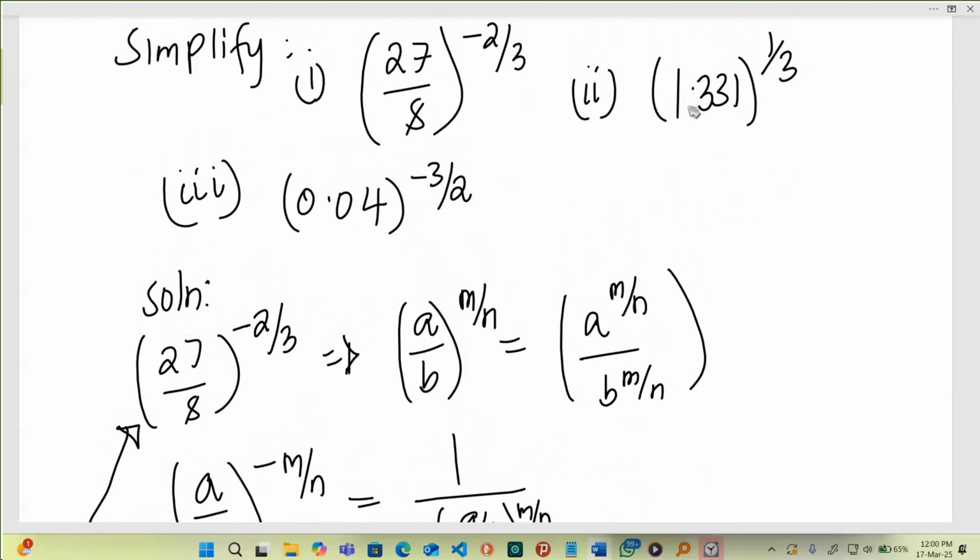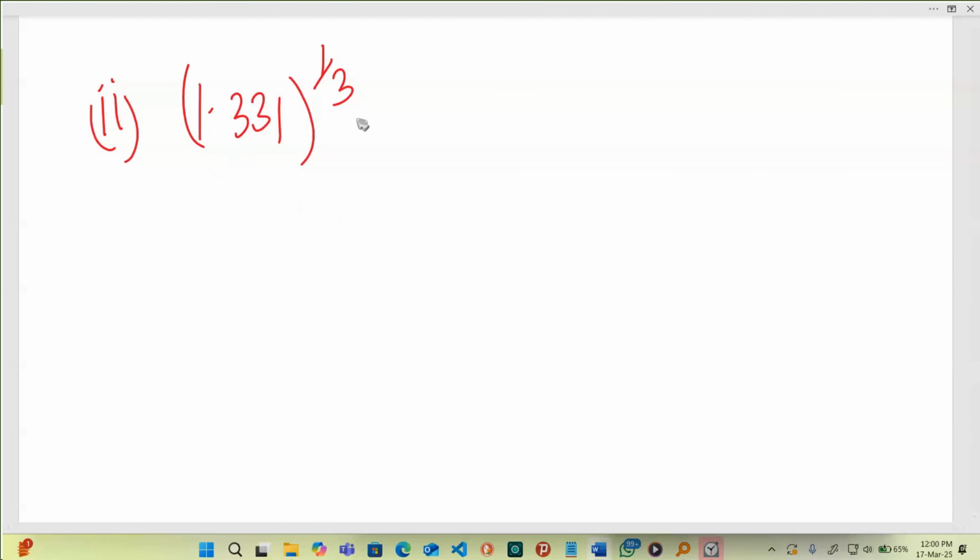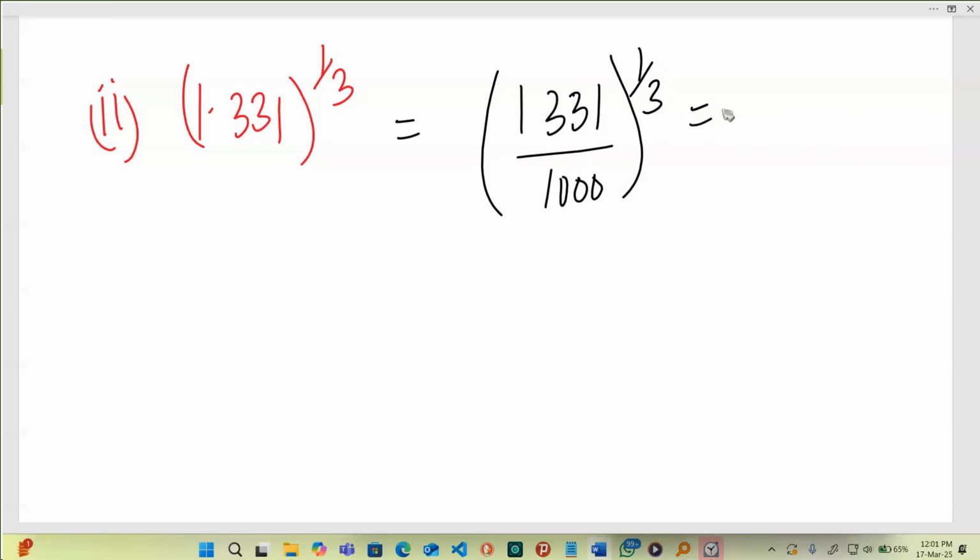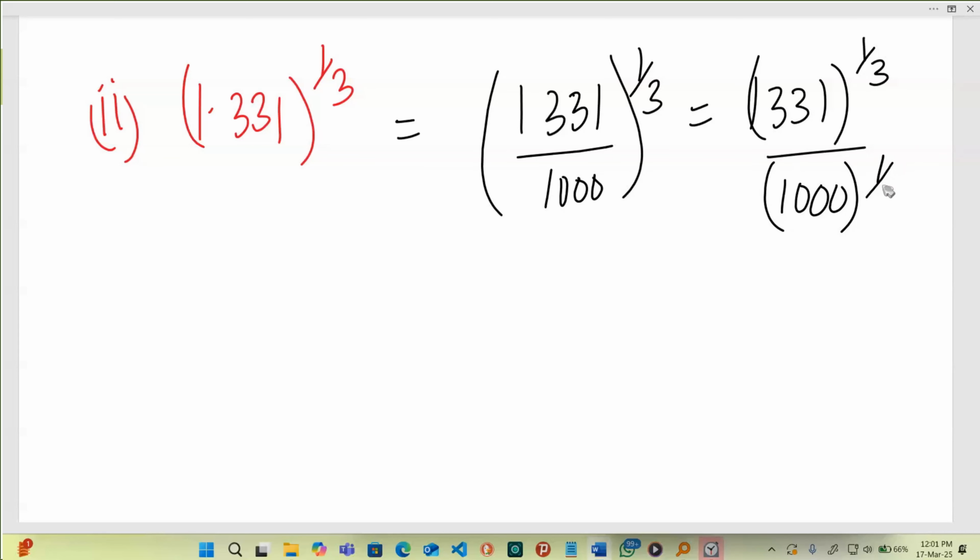Now let's do this number. So 1.331 raised to a power of a third. If I multiply by 1,000, I'll make this a whole number. And then I divide it by 1,000 to get it back to 1.331. So this becomes 1,331 out of 1,000 raised to a power a third. This is the same as saying 1,331 raised to a power 1 out of 3 divided by 1,000 raised to a power 1 out of 3.